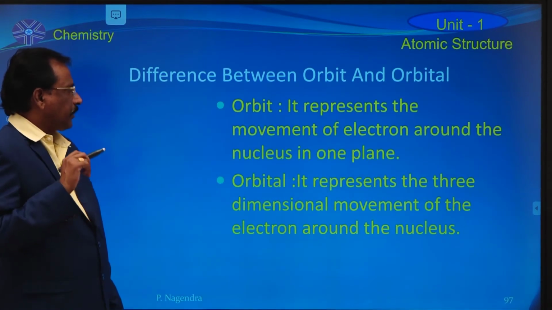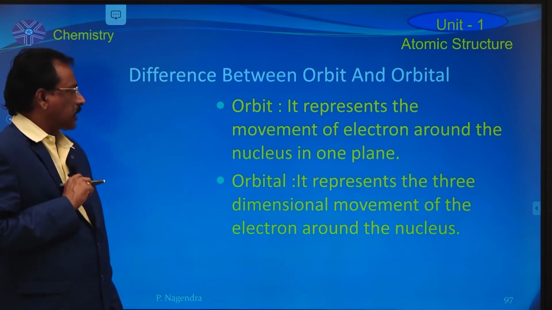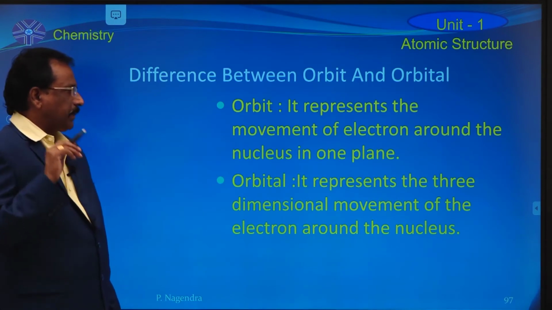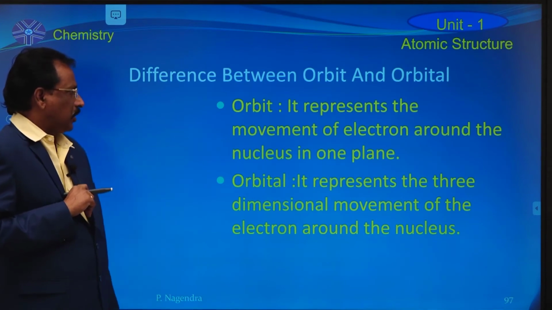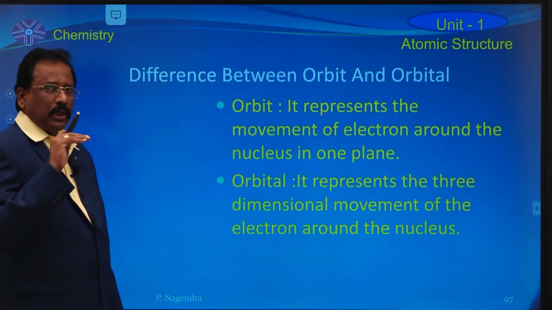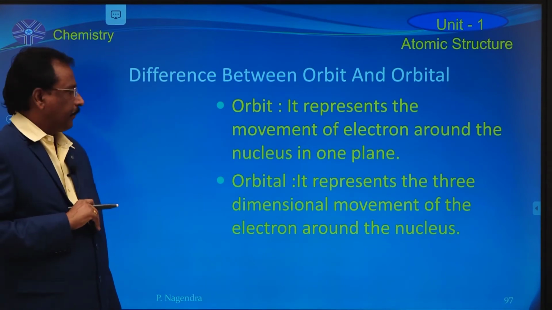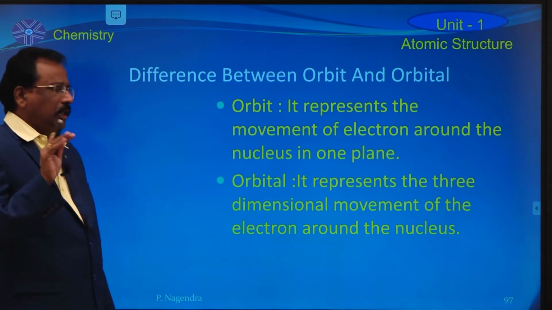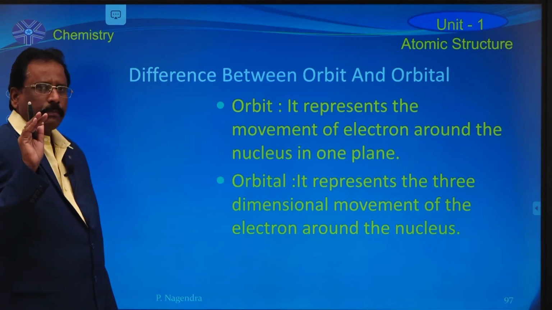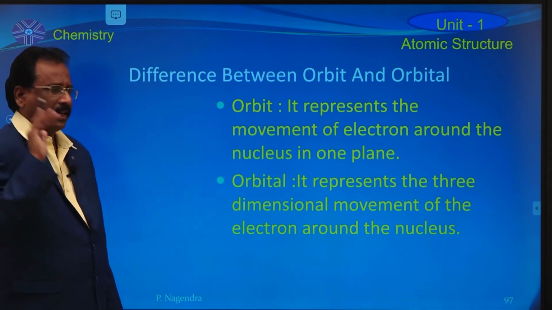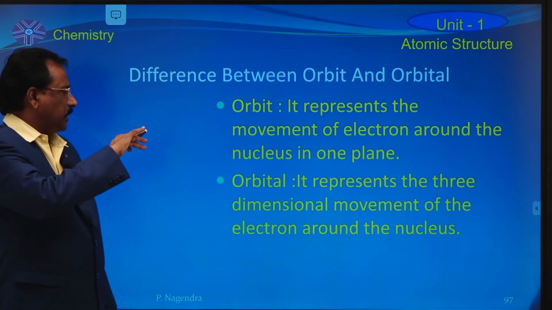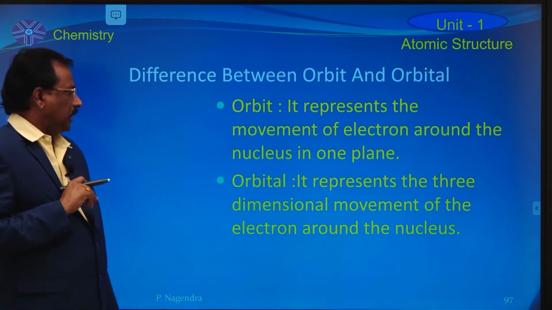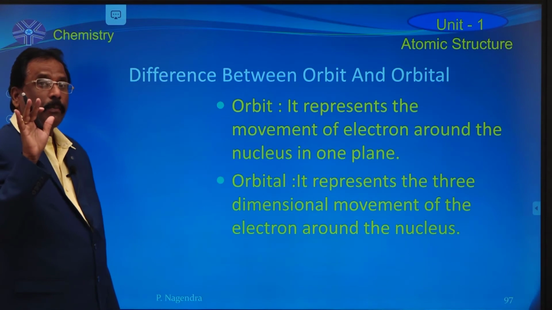Now the other difference between these two is, orbit represents the motion of the electron around the nucleus only in one plane. It has no three-dimensional concept for the stationary orbit, because according to Niels Bohr, the electron shows only particle nature. That's why Bohr's theory gives a flat model of an atom.